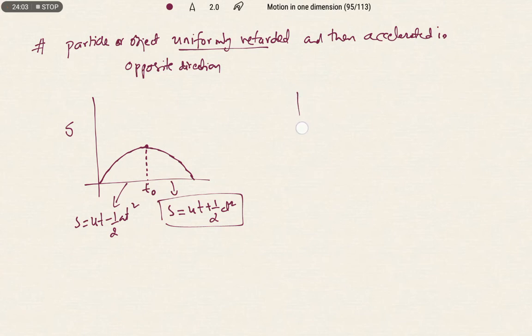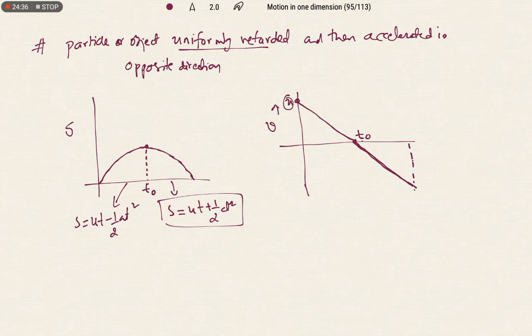Then what about the velocity time graph? In the velocity time graph of this uniformly retarding motion, its velocity becomes 0 after some time. Suppose after t naught its velocity is 0, and then its velocity increases in the opposite direction. So this is the velocity time graph. Here it is u and 0, and again it is moving with increasing velocity, right?